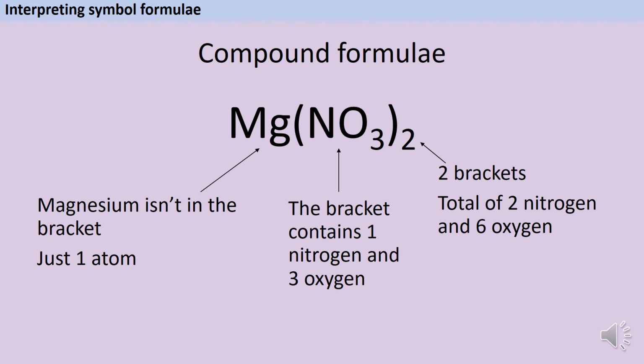When you're thinking about how many atoms are included in the compound, it can often be very helpful to write it out longhand like that and actually repeat the bracket. So what this symbol formula tells me is that there's 1 atom of magnesium, because magnesium doesn't have a number next to it, and it's not inside the brackets, so the 2 doesn't apply to it either. Then we have 2 of this NO3 bracket, and each one contains 1 nitrogen and 3 oxygen. So in total I have 2 nitrogen and I have 6 oxygen, 3 in the first bracket and 3 in the second bracket.